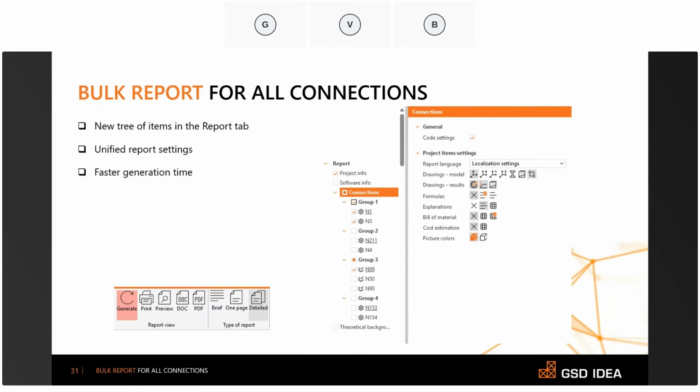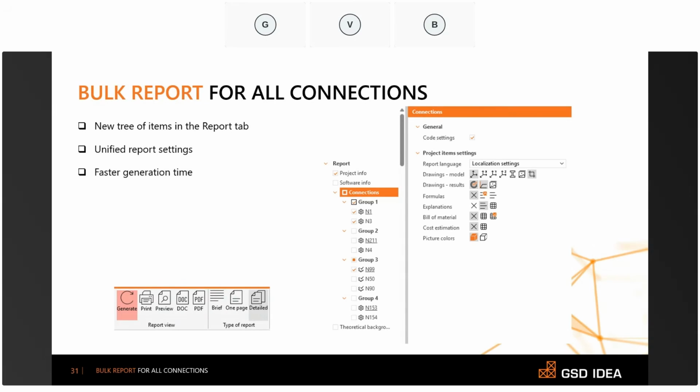And also you can customize the report settings like the formula description and explanations, bill of materials, etc., with one setting. All the settings will be applied to all the connections in the tree of items by default, and your final submission-ready report will be prepared. Also the report generation time has been decreased, so you will have faster reports in checkboard.